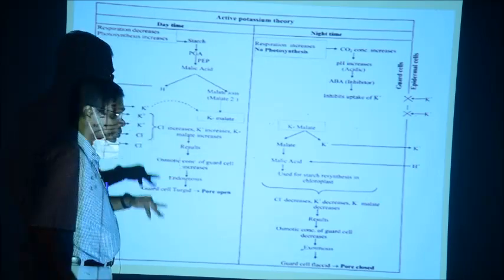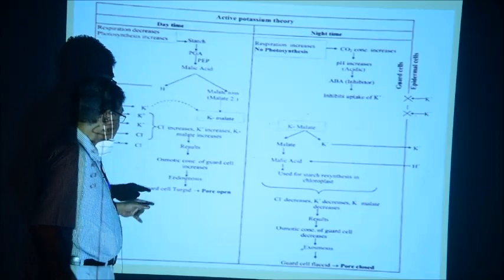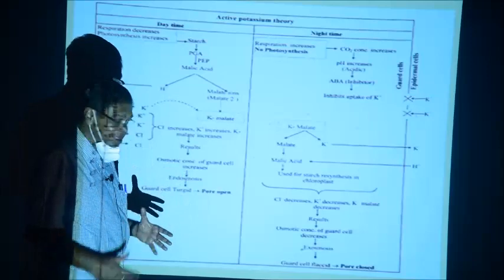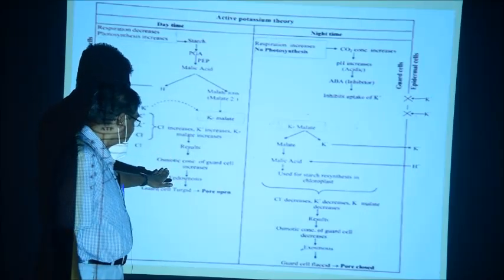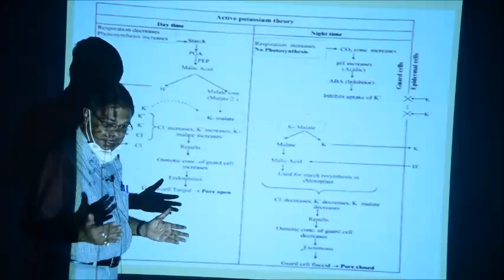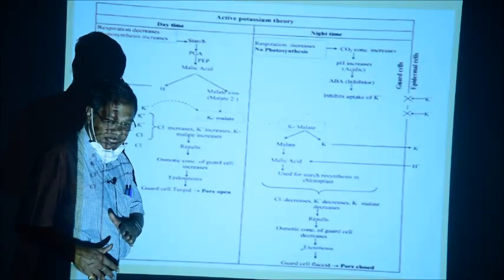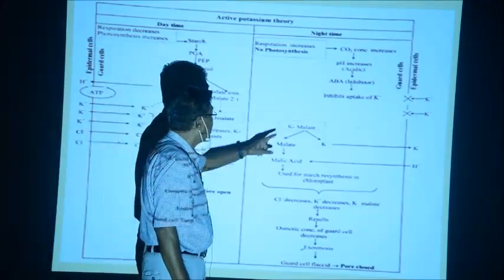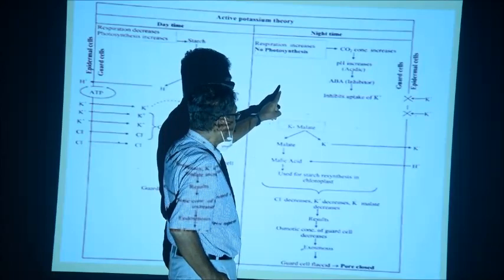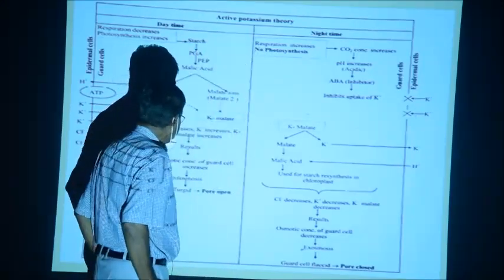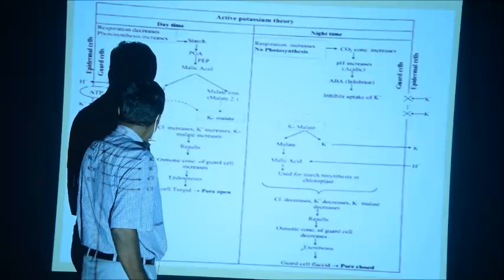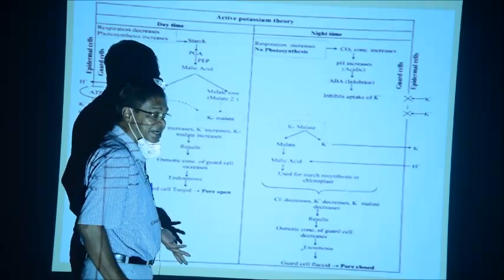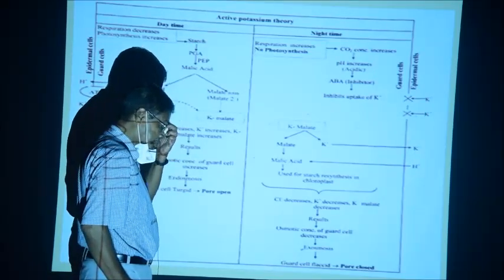The accumulation of potassium ions in the guard cells, along with malate, increases the osmotic concentration of the guard cells. There is entry of water from the subsidiary cells and the stomata opens. Coming to the night, all this process is responsible for, when hydrogen ions move out, naturally pH increases and there is conversion of starch to sugar.